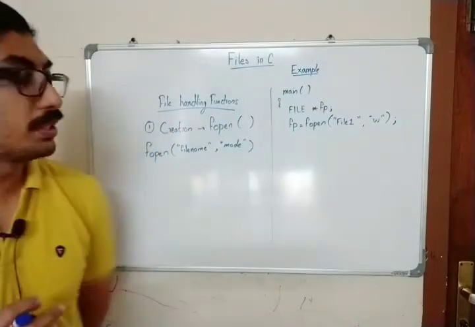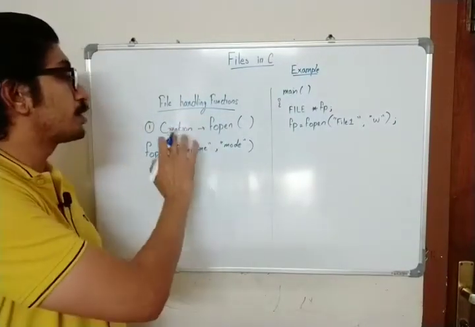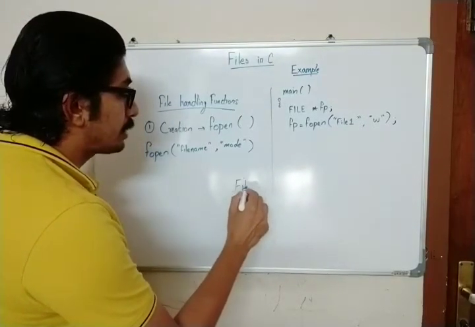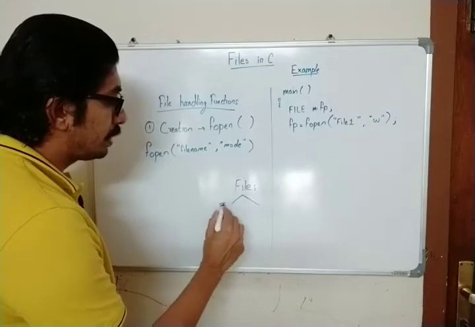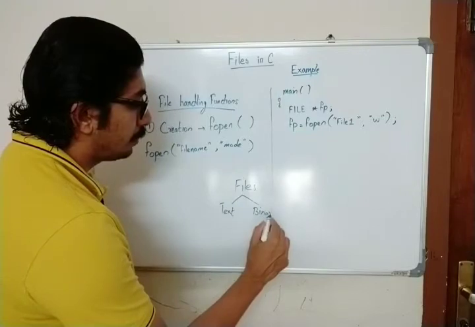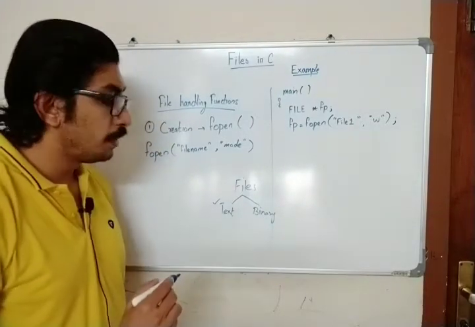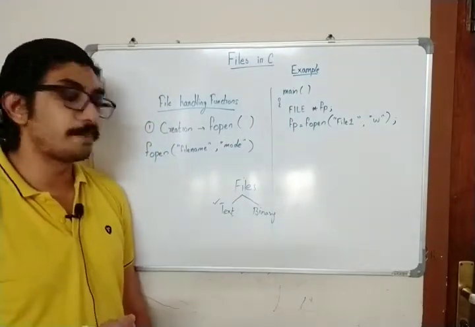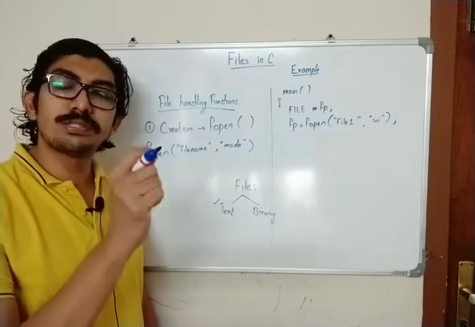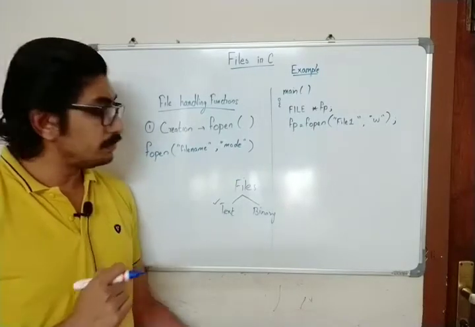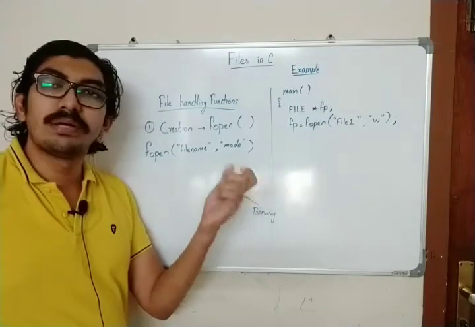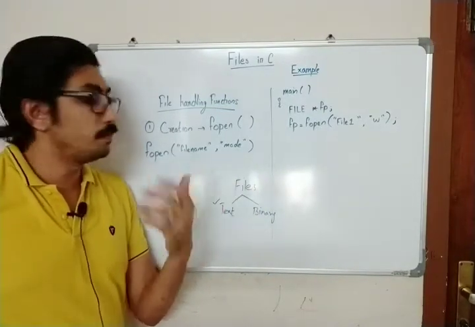Now we will continue with different file handling functions. We are going to start with fopen. Before that, files can be classified into two types: text files and binary files. Here we will be dealing only with text files, but we will see what a binary file is as well. As the name suggests, in a binary file the data is stored in the form of zeros and ones. In the case of text files, each character will be stored in memory with its ASCII value. So that is the difference.